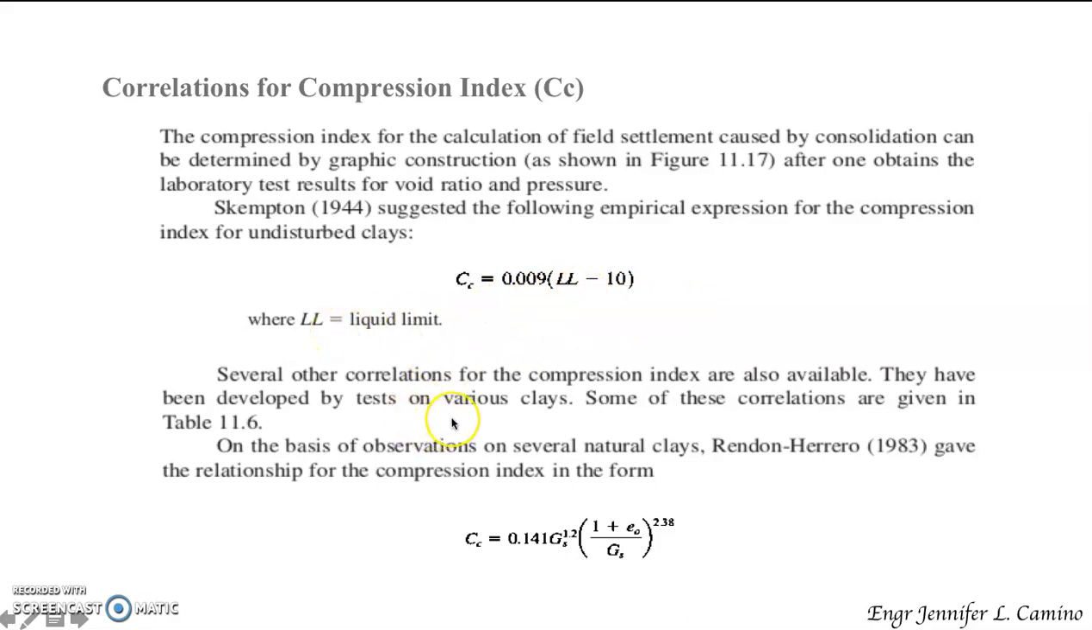Several other correlations for the compression index are also available. They have been developed by tests on various clays. Some of these correlations are given in table 11.6. On the basis of observation on several natural clays, Rendon-Herrero gave the relationship for the compression index, which is in this form. This is to compute the compression index given the specific gravity and the initial void ratio.